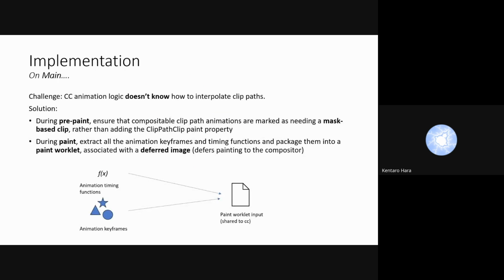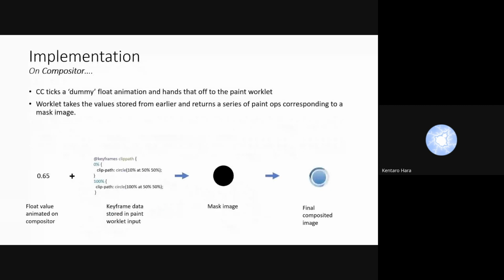The main difficulty in implementing this feature is that the CC animation logic doesn't actually know how to interpolate between path values. So what we do is fall back to a mask image-based clip using a paint worklet. During paint, all the animation keyframes and keyframe timing functions are packaged into a paint worklet input, which is shared to the CC thread. During a compositor frame, the paint worklet will take a dummy float value animated on the compositor and interpolate these stored values together.